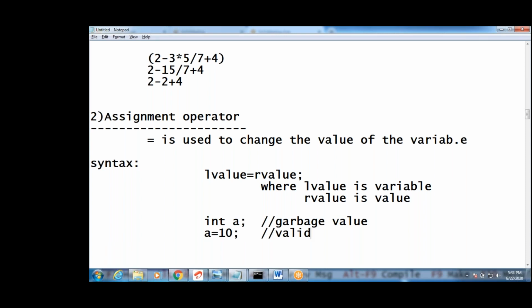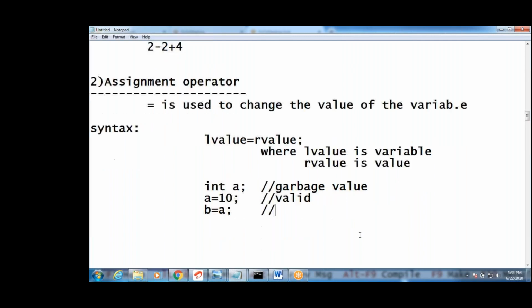Okay, forget about the declaration, guys. b equals to a. Is it valid now? Yes, this is also valid, guys. Why? On the left side a variable is there, on the right side a value is there. This is also valid. Now, can I write 10 equals to 20? Is it valid, guys?